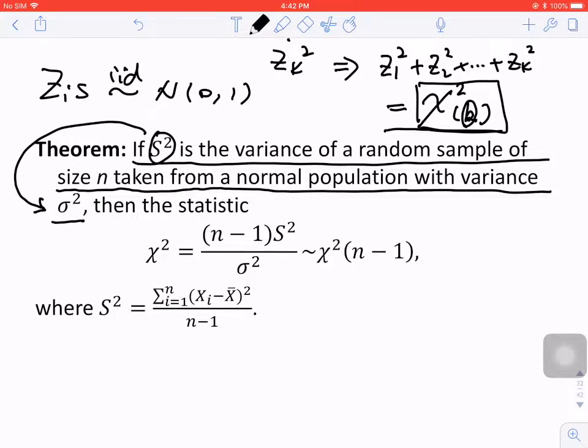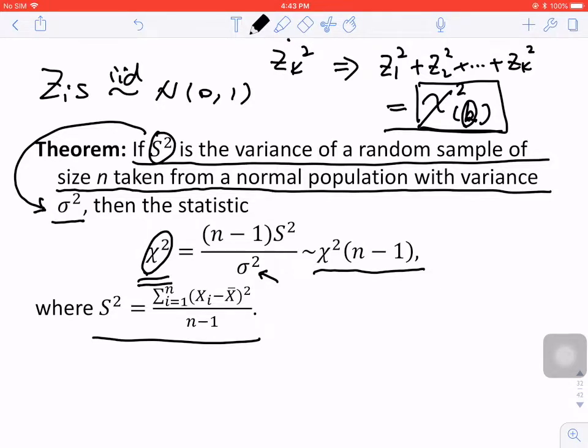Then we construct a new statistic called chi-square. So this chi-square is equal to n minus 1 multiplied by S squared divided by the true population variance sigma squared. This statistic follows a chi-square distribution with v equal to n minus 1. Its degrees of freedom is equal to n minus 1, where S squared is equal to this thing.